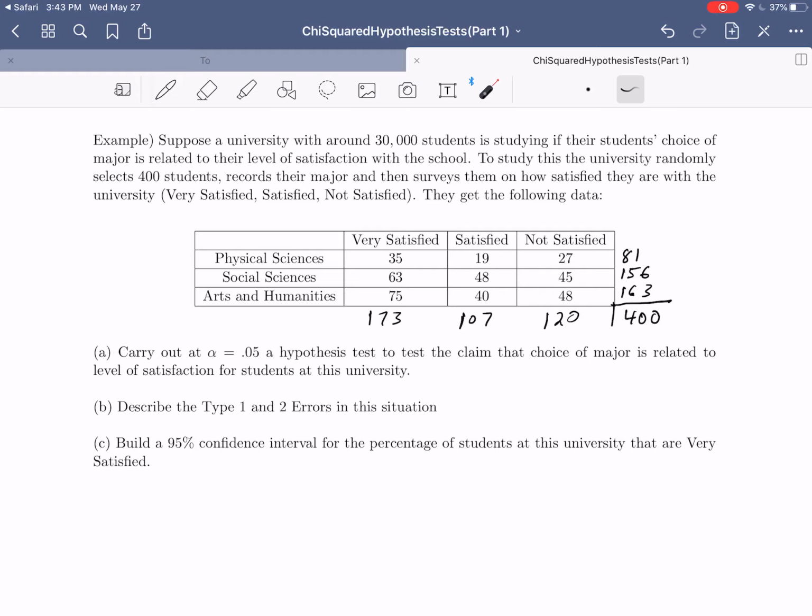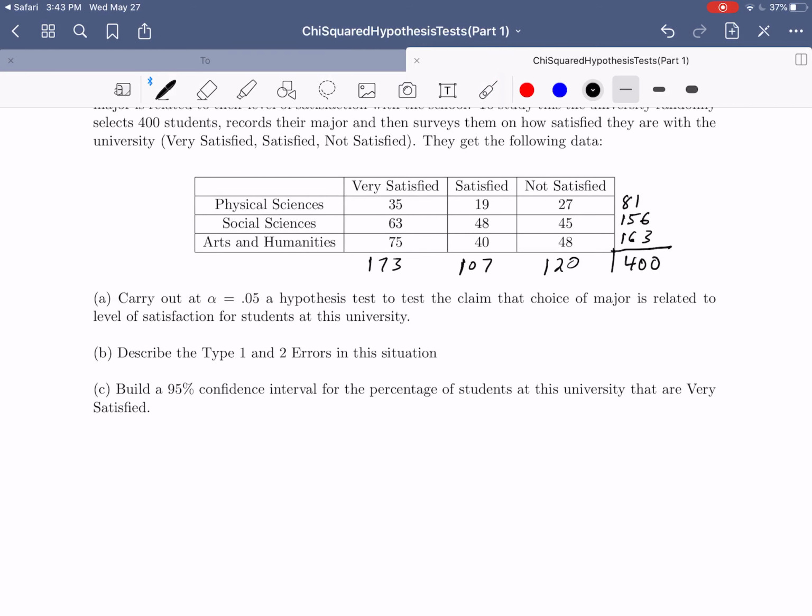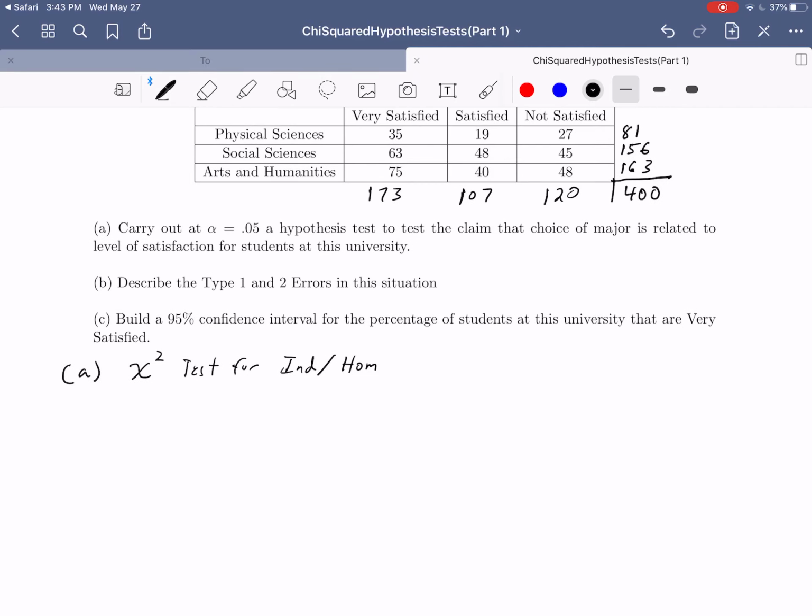So what we want to do in part A is carry out, at alpha equals 0.05, a hypothesis test to test the claim that the choice of major is related to level of satisfaction for students at this university. Notice that we're testing a claim about whether or not the choice of major, which is a categorical variable, is related to level of satisfaction, which is also a categorical variable. A relationship between two categorical variables tells you that we're talking about a chi-squared test for independence and homogeneity. So for part A, this will be a chi-squared test, and we'll usually abbreviate this for independence, IND, and homogeneity, HOM.